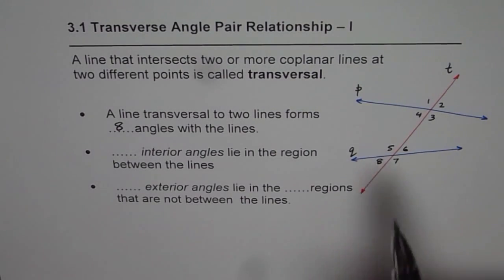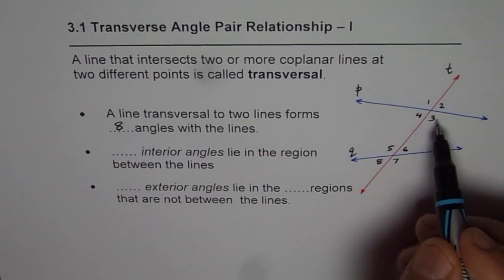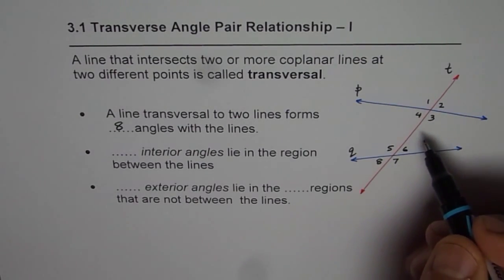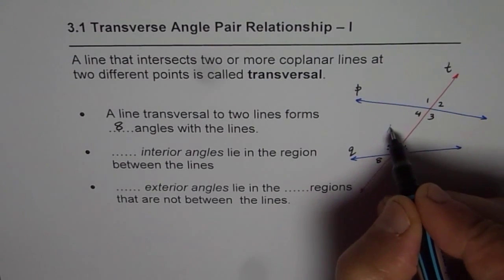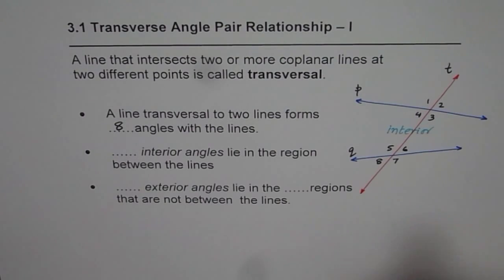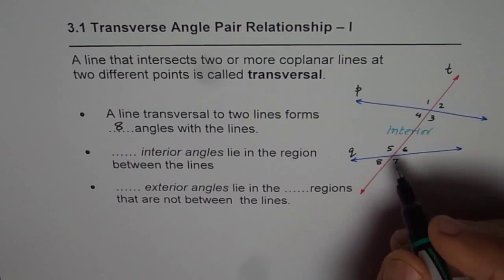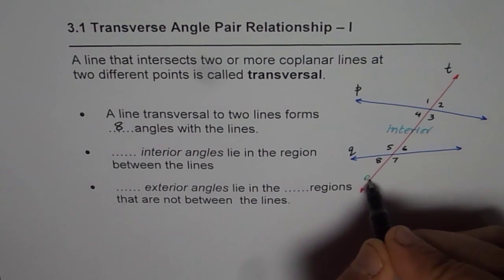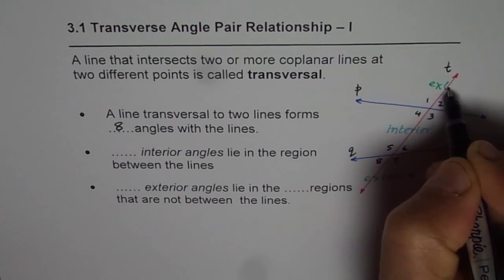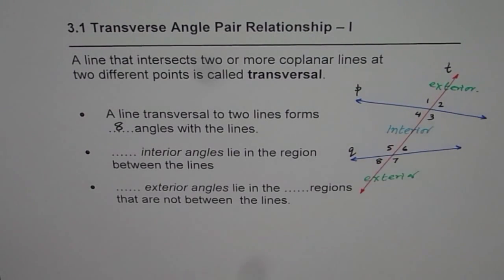Now we'll define some of these angles. You can clearly see here that some angles are in between the two lines, right? So angles 4, 3, 5, 6 are between the two lines. So these are called interior angles. And then there are angles which are outside. Those angles are called exterior angles. Both sides, right? So these are exterior angles.